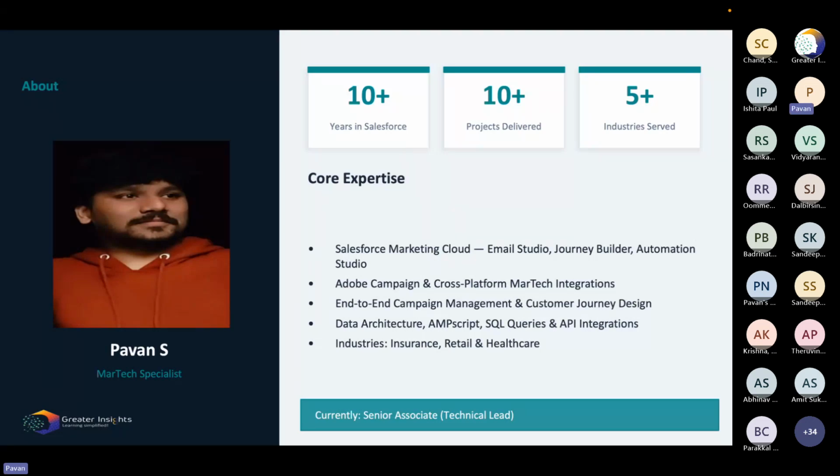prior to this, if you know, we have a contemporary product in the system, that is Adobe. So I also have projects working on Adobe Campaign as well. So that gives a different view of how this technology, or whatever we are learning as concepts, could be put into various tools as well. So end-to-end campaign management is one of my expertise, and designing a customer journey for the businesses.